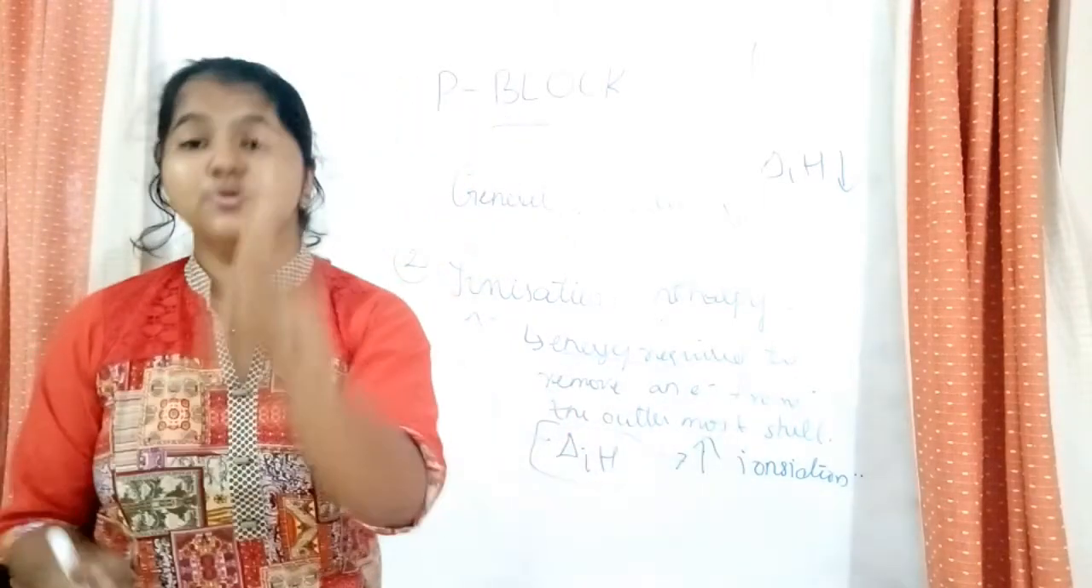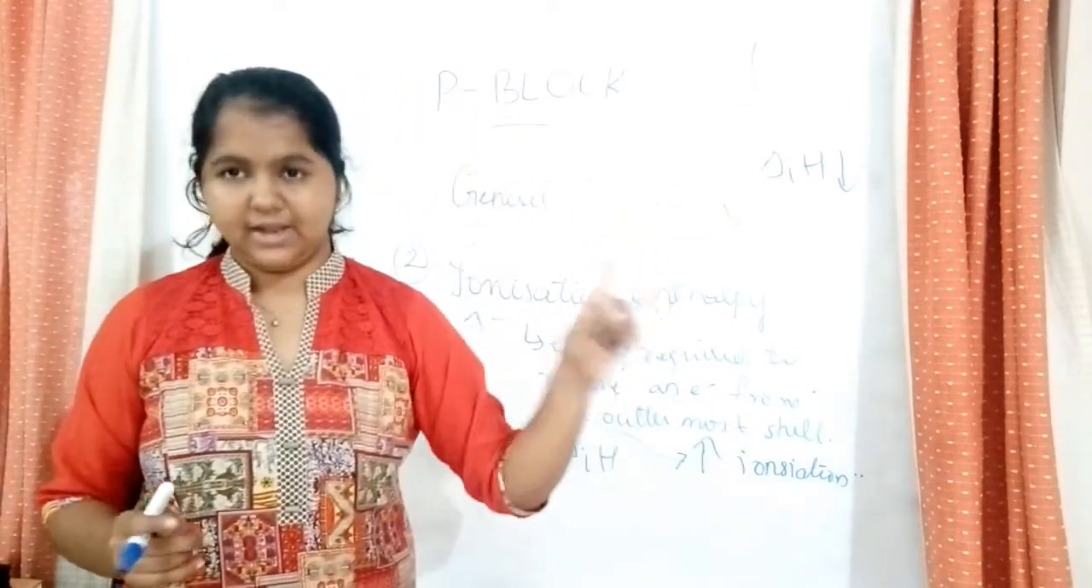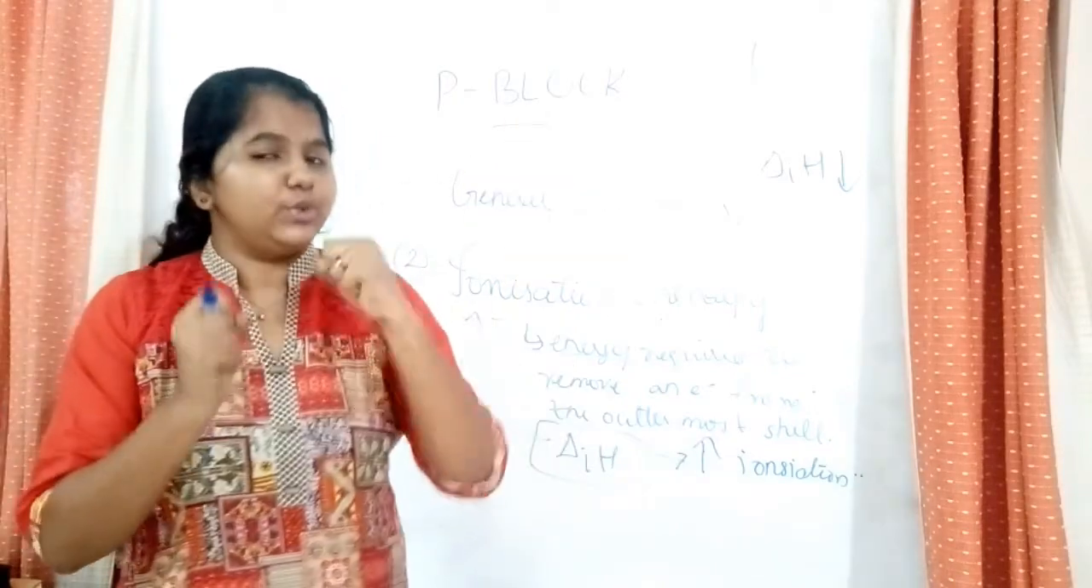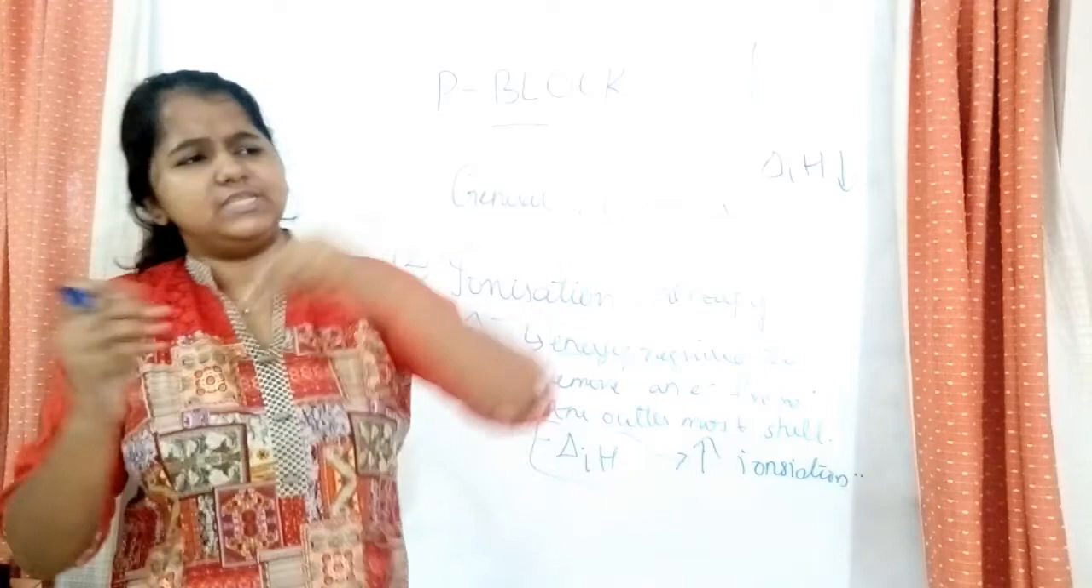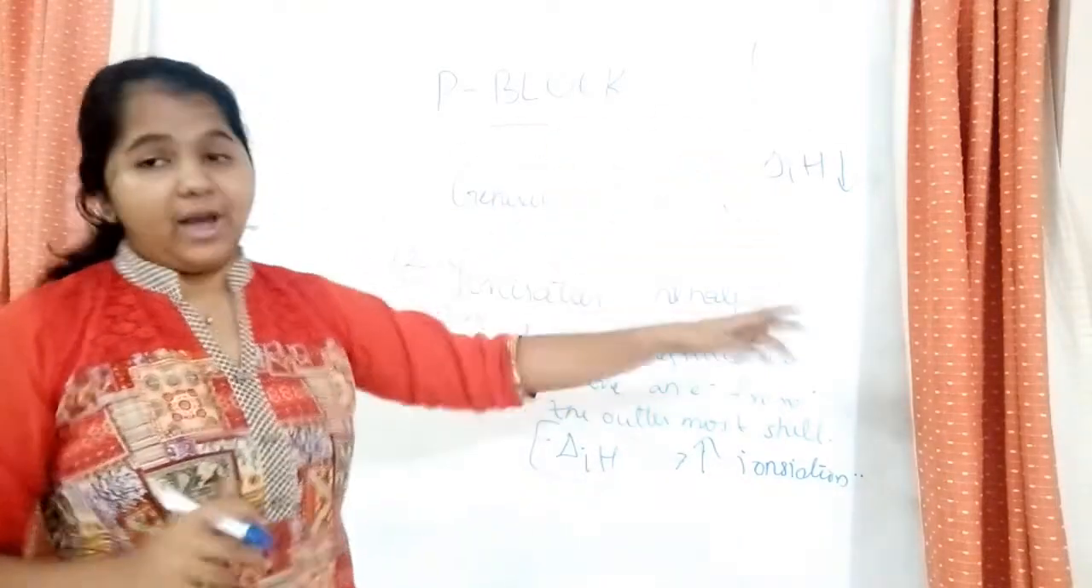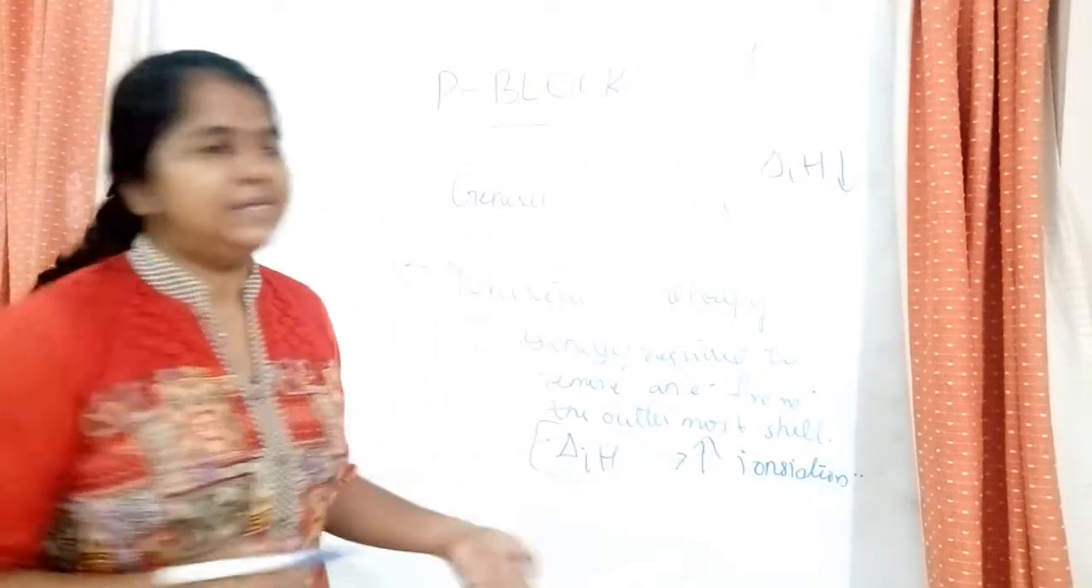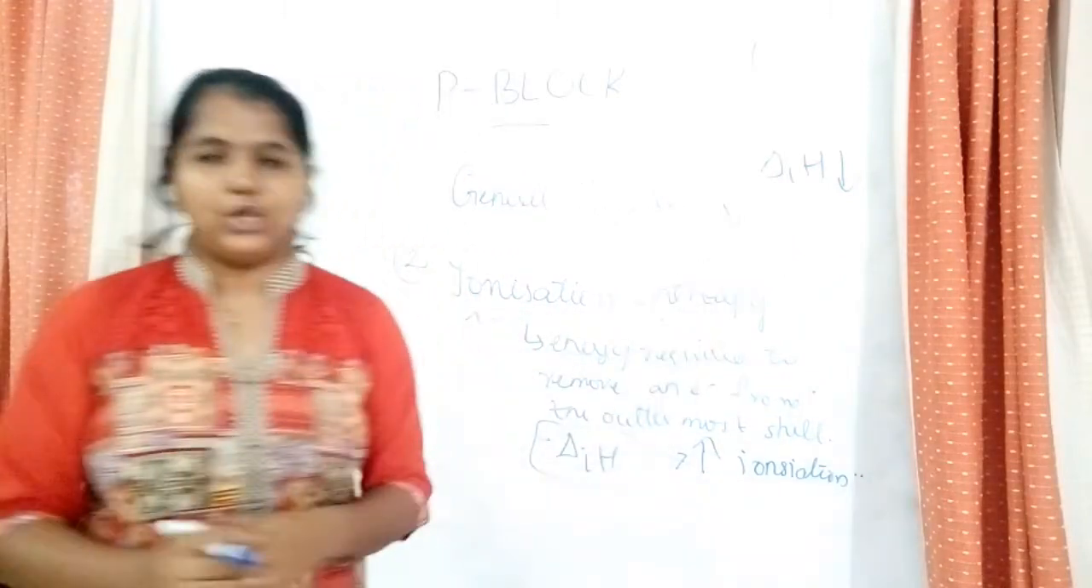Because the definition is the energy required to remove an electron from the outermost shell. If it is tightly bound, you need more energy. If it is loosely bound, you don't need much energy. You can just kick it out. So as you move down the group, what happens? The delta IH value will decrease.